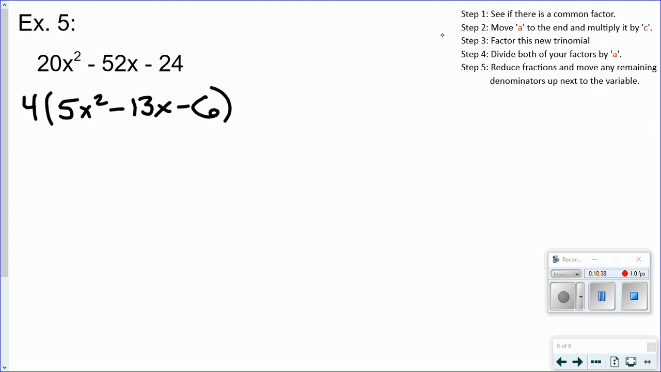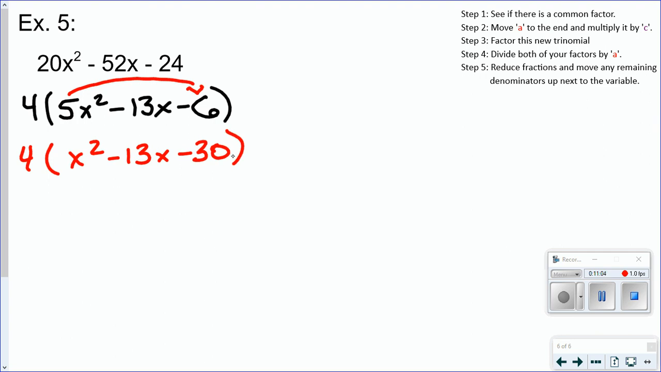All right, so that was step 1. Now we're on step 2. Move a to the end and multiply it by c. This is our a, coefficient of x squared. We're going to move it to the end and multiply it times 6, or really negative 6. So just leave this 4 out here. That gives us x squared minus 13x minus 30. So now we're looking for two numbers whose product is negative 30 and whose sum is negative 13. So I know they have to have different signs to have a negative product. So how about negative 15 and positive 2?